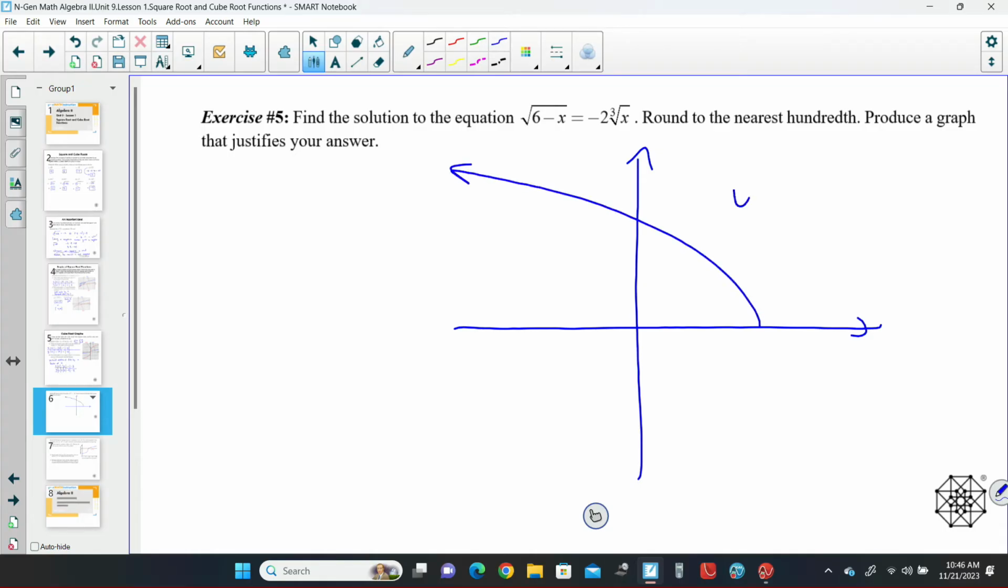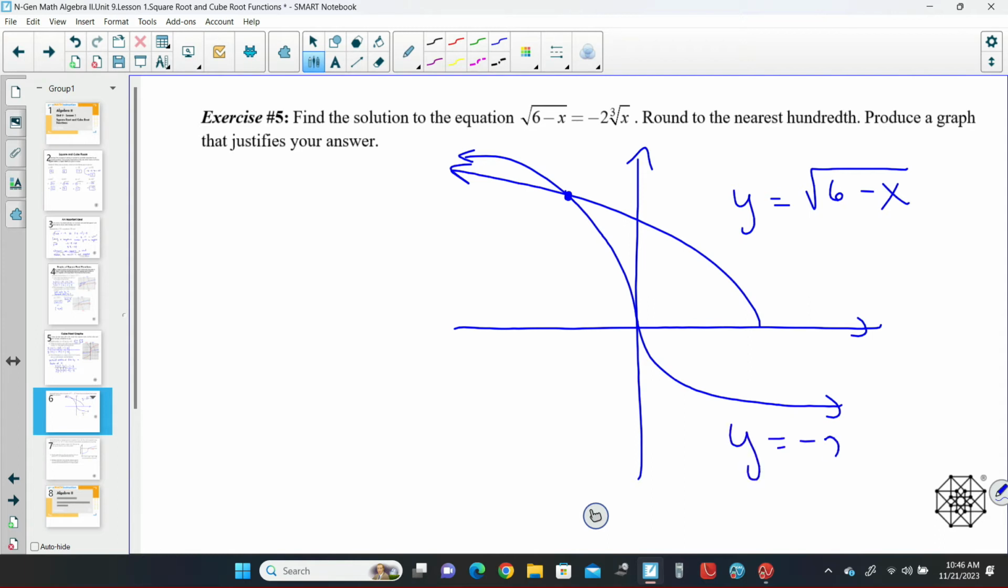Right here, I'm going to write down y equals the square root of 6 minus x. Here, I will try to do my best to get this one. Put on the intersection point. This is going to be y equals -2 times the cubed root of x. I definitely want to label my window. I went from sort of -7 to 7. And along the x-axis, I went from -10 to 10. And then I want to label that intersection point, -3.89. You can certainly use the decimal accuracy on your calculator.